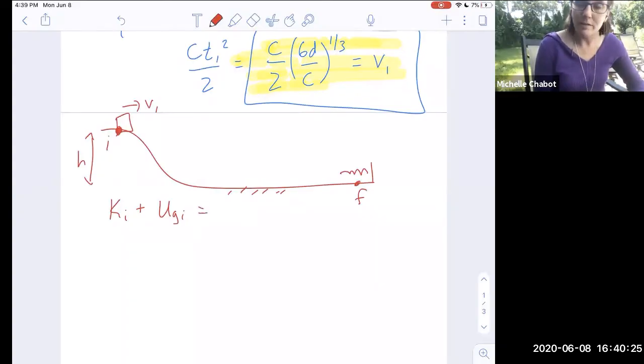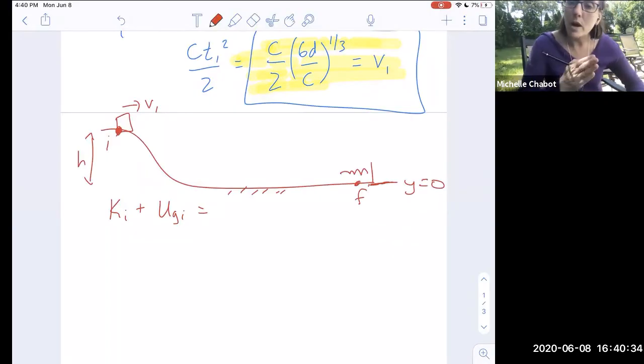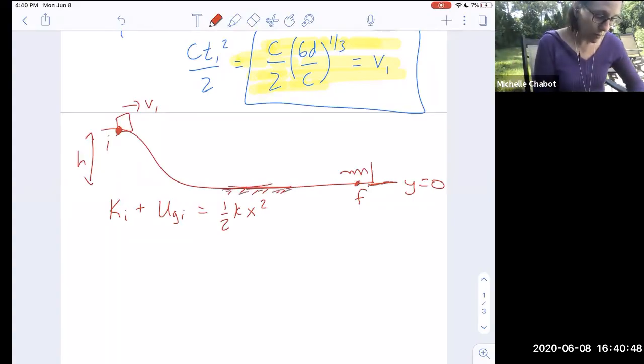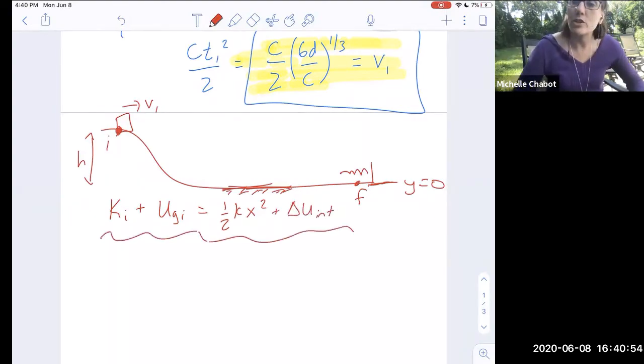And they're going to equal my final energies. And at the very end, it's at the bottom of the hill. So I'm calling that y equals 0. So there's no gravitational potential energy. It compresses the spring all the way. So I'm going to have my 1/2 k x squared. And then I'm also going to have no kinetic energy because it's at the maximum compression. And then let's not forget about my rough patch. I'm going to have my delta U internal. So that's going to be my general conservation of energy equation.